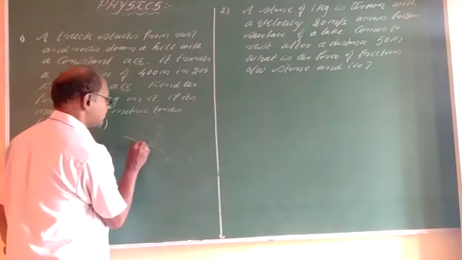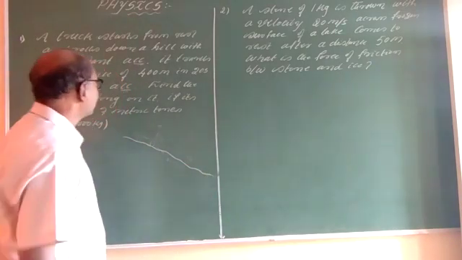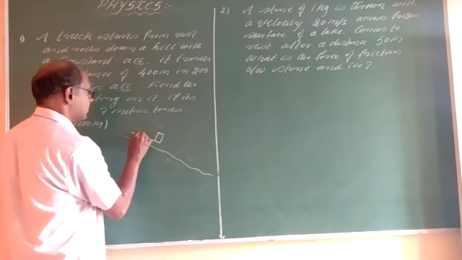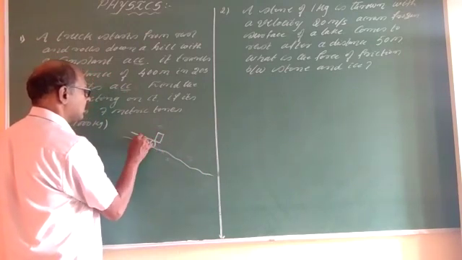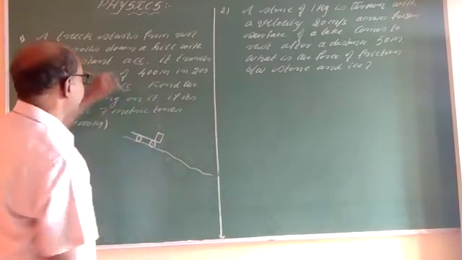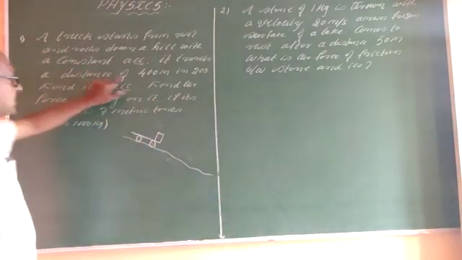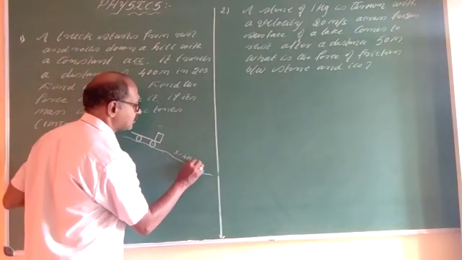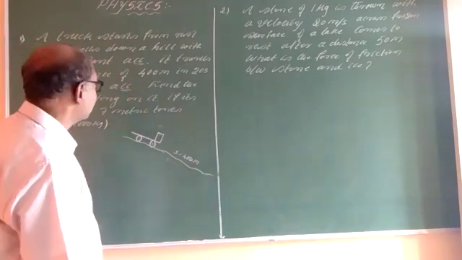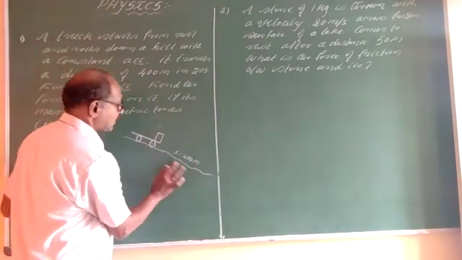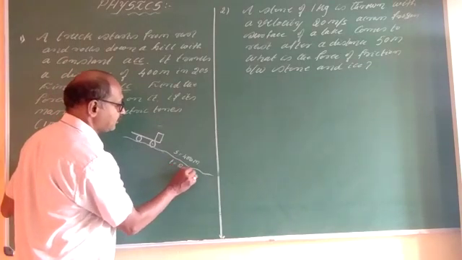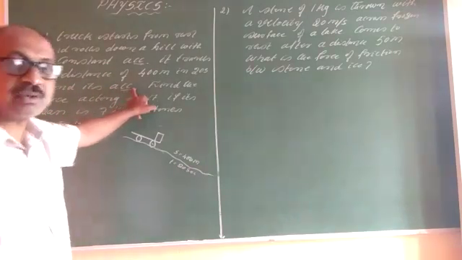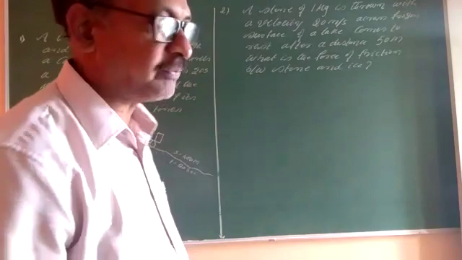So here we have a hill, like this. A truck is here, let us say this is the truck. It starts from rest and rolls down the hill. It travels a distance of 400 meters. So S is equal to 400 meters, and the time is t equal to 20 seconds. Find its acceleration. First we have to find the acceleration of the body.